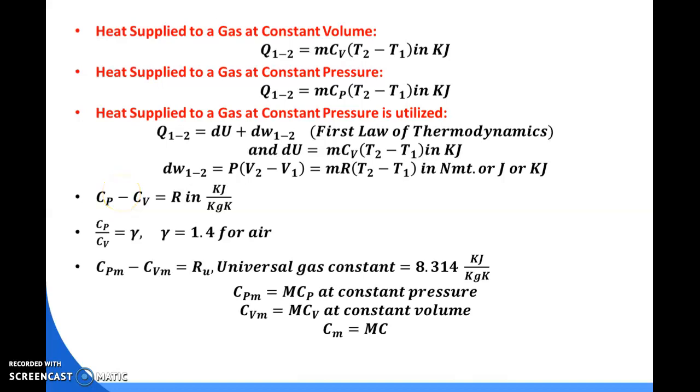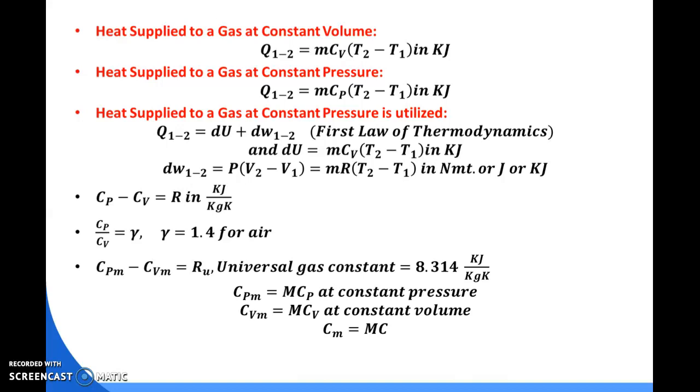Next we shall discuss another important point, that is the heat supplied to a gas at constant volume, that is Q12 is equal to mCv (T2 minus T1) in kilojoule. Q12 is the heat added, m is the mass, Cv is the specific heat at constant volume, and T2 minus T1 is the temperature difference from higher to lower temperature.